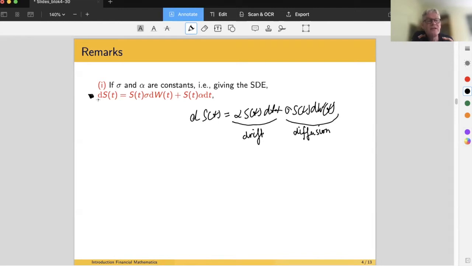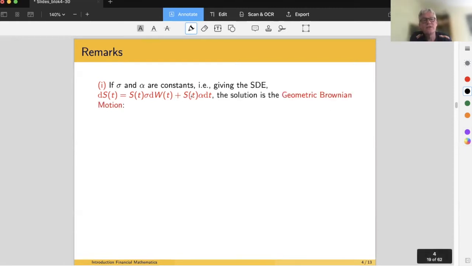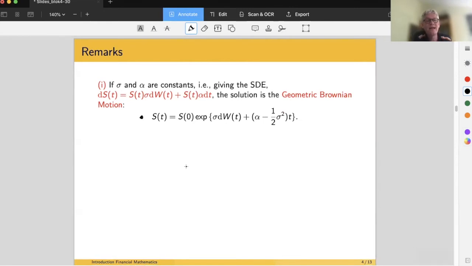However, what I just mentioned, if we have sigma and alpha constants, so when we have the stochastic differential equation as follows, dS_t is equal to sigma times S_t dW_t plus alpha times S_t dt, then the solution is the so-called geometric Brownian motion, and that I've just shown you on the previous slide when we went back. The solution being S_t is equal to S_0 e to the power sigma W_t plus alpha minus 1/2 sigma squared times t. So again, we know the solution.